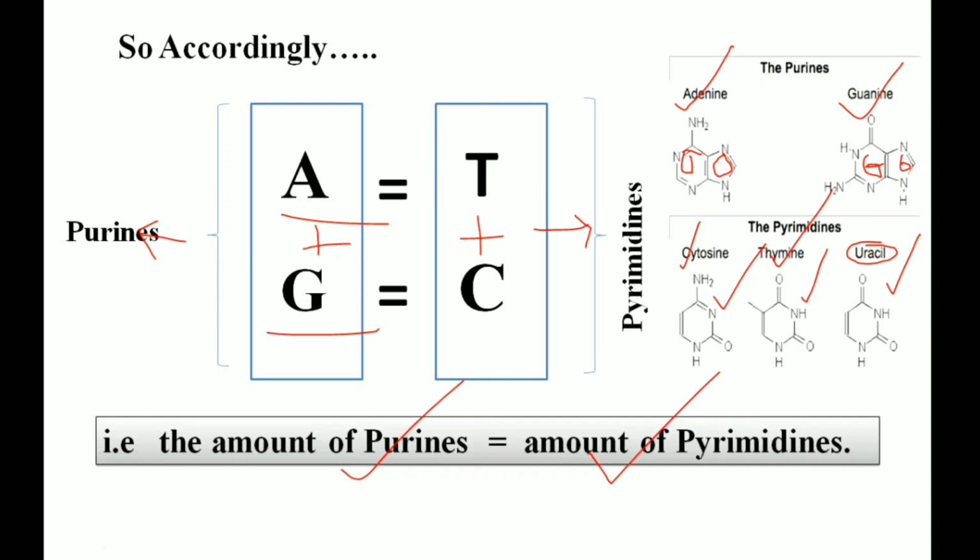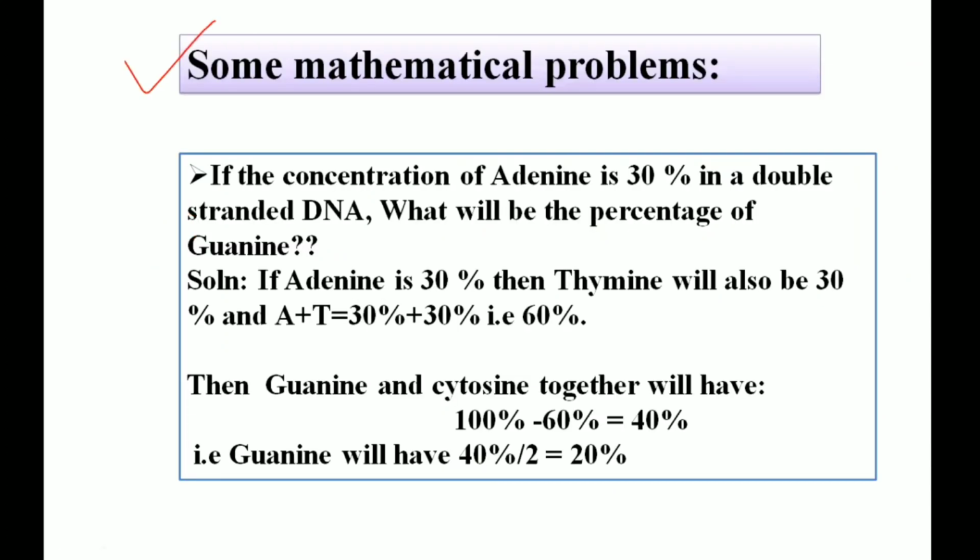Following this rule, there are different questions that come in different exams related to this rule. Some mathematical problems are mostly asked during exams, for example: if the concentration of adenine is 30% in a double-stranded DNA, what will be the percentage of guanine? This type of question always comes during exams. So what will be the solution? Here it is written that adenine is 30%, right?